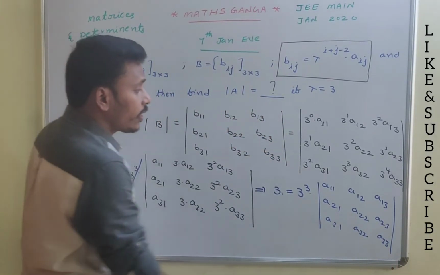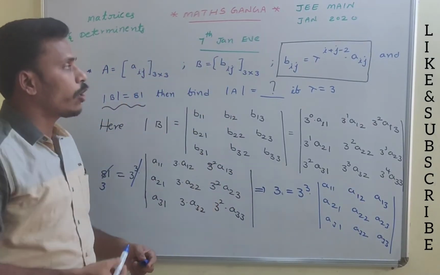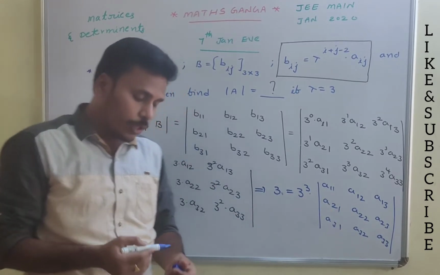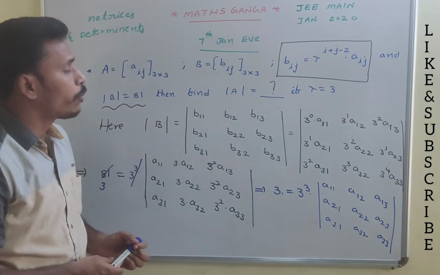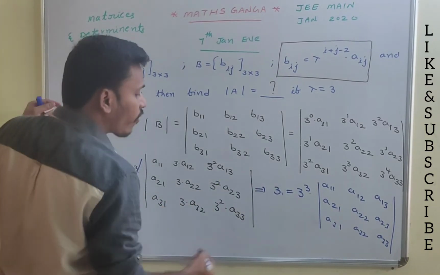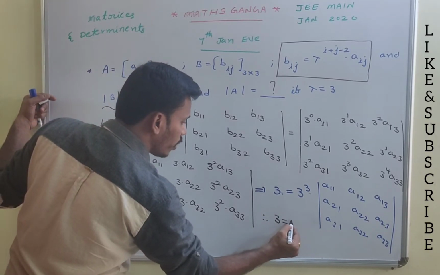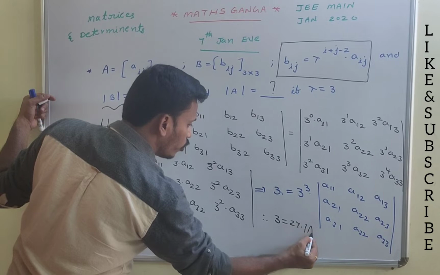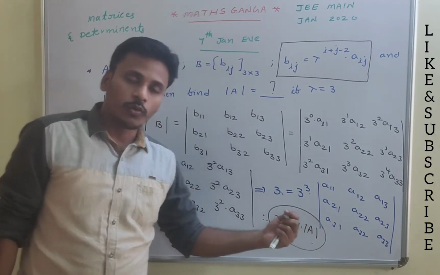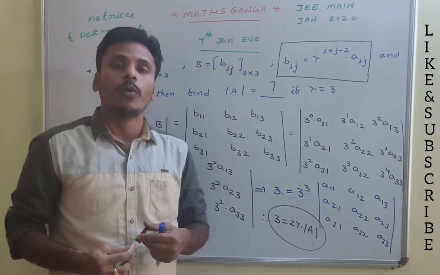Now it is very clear that this a11, a12, a13 determinant is nothing but the determinant of A. So 3 is equal to 3 cube into the determinant of A. Then what do you say about the determinant value of A? For space control I am using this. Therefore 3 is equal to 27 into the determinant of A. Send the 27 to this side: 3 by 27 is 1 by 9, and your answer is 1 by 9.